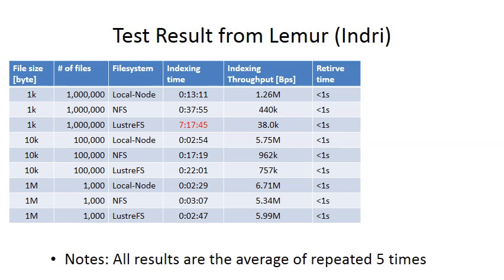The column next to it, index throughput, is how much data we indexed divided by the time taken, so the result is bytes per second. The worst case is 38 kilobytes per second. The fastest we have is 6.7 megabytes per second. And the thing we found out is that the retrieval time is always less than a second.